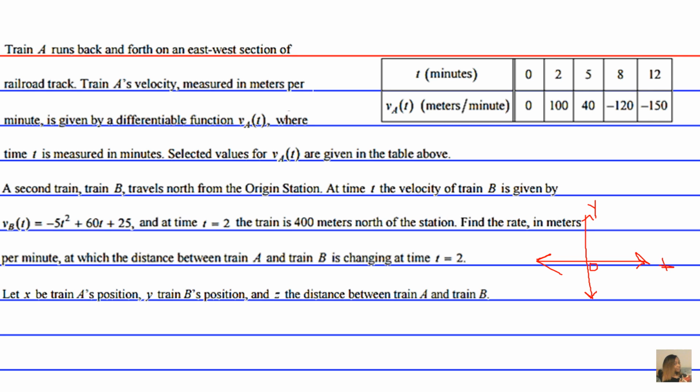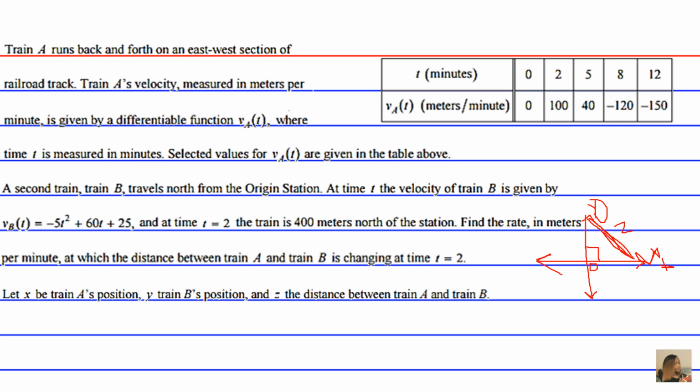And we can let y equal train B's position. So x for A and y for B. And z can be the distance between train A and B, okay? So z is the distance between them. And just pretend that this diagonal that I just drew is perfectly straight. Note this is not drawn to scale.